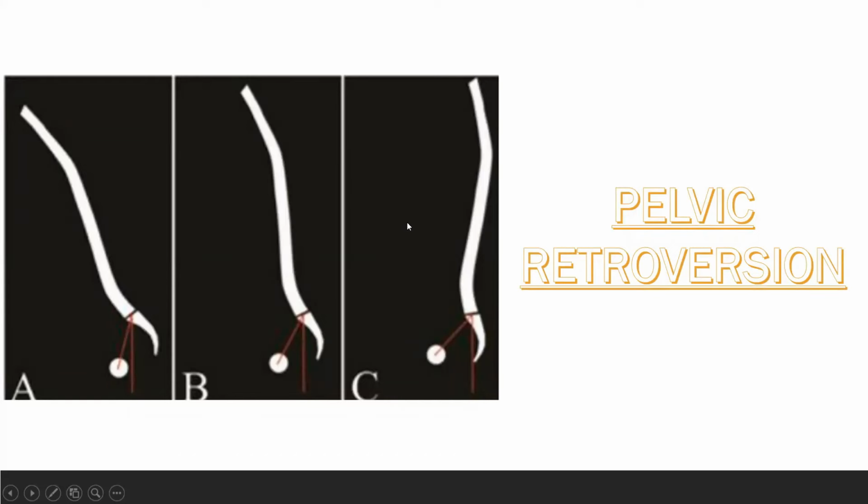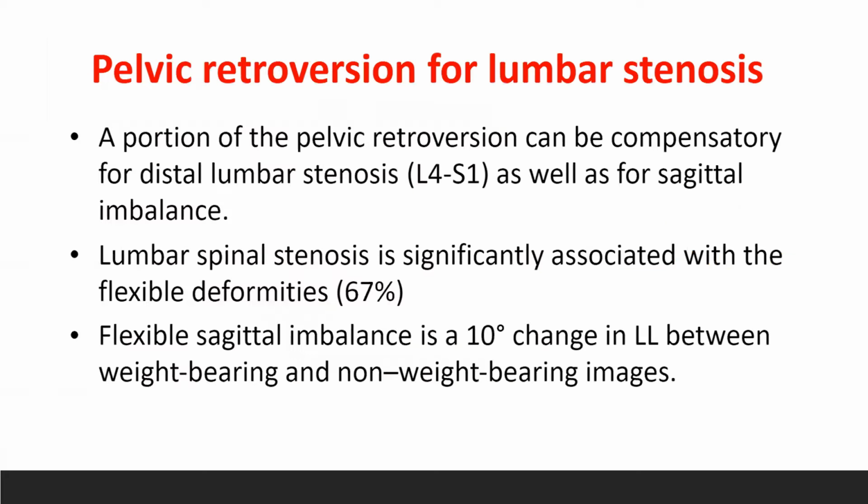Pelvic retroversion occurs when you have a positive sagittal balance, where your SVA is increased. A portion of the pelvic retroversion can be compensatory for distal lumbar stenosis as well as for sagittal imbalance. The lumbar spinal stenosis is significantly associated with flexible deformities. The flexible sagittal imbalance is a 10-degree change in lumbar lordosis between the weight-bearing and the non-weight-bearing images.